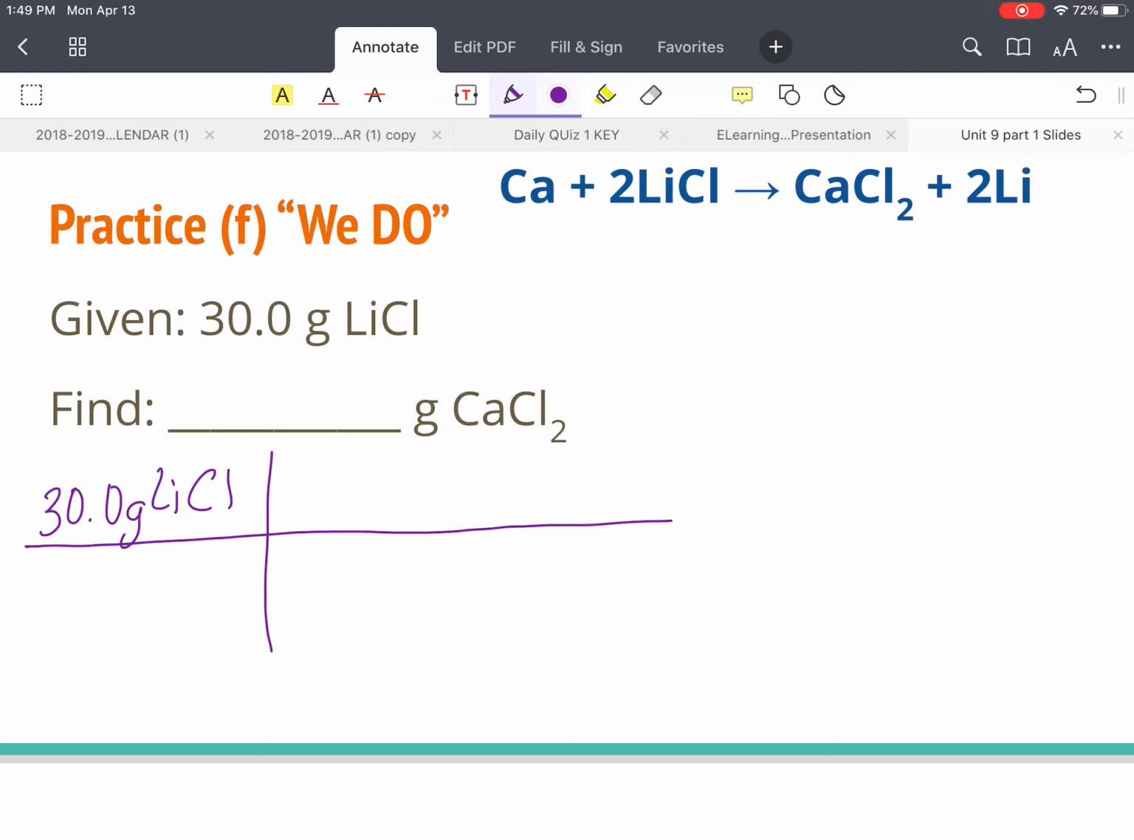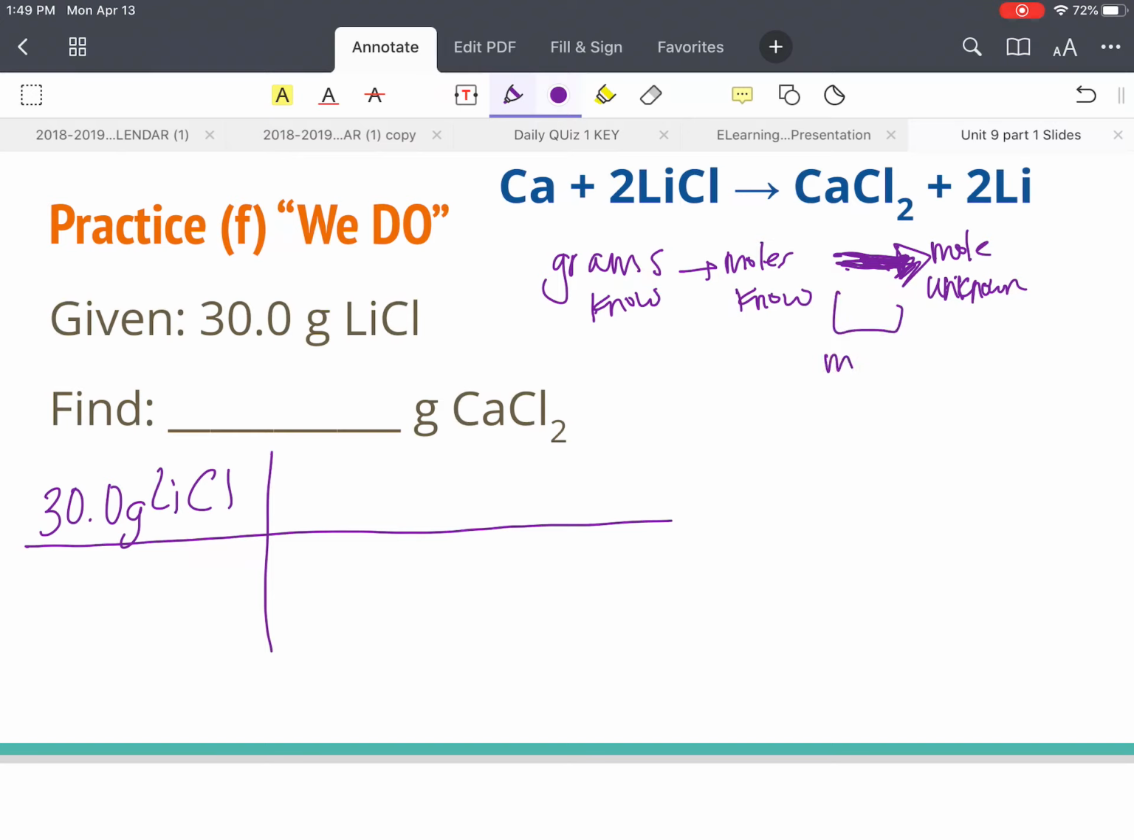Okay, so in this case, if we think about our mole map, I can go from my grams of what I know to my moles of what I know. Okay, and then in order to get to my unknown, or what I'm looking for, moles of, we'll write unknown, I need to use my mole ratio. Okay, and then I can get to my grams of my unknown.